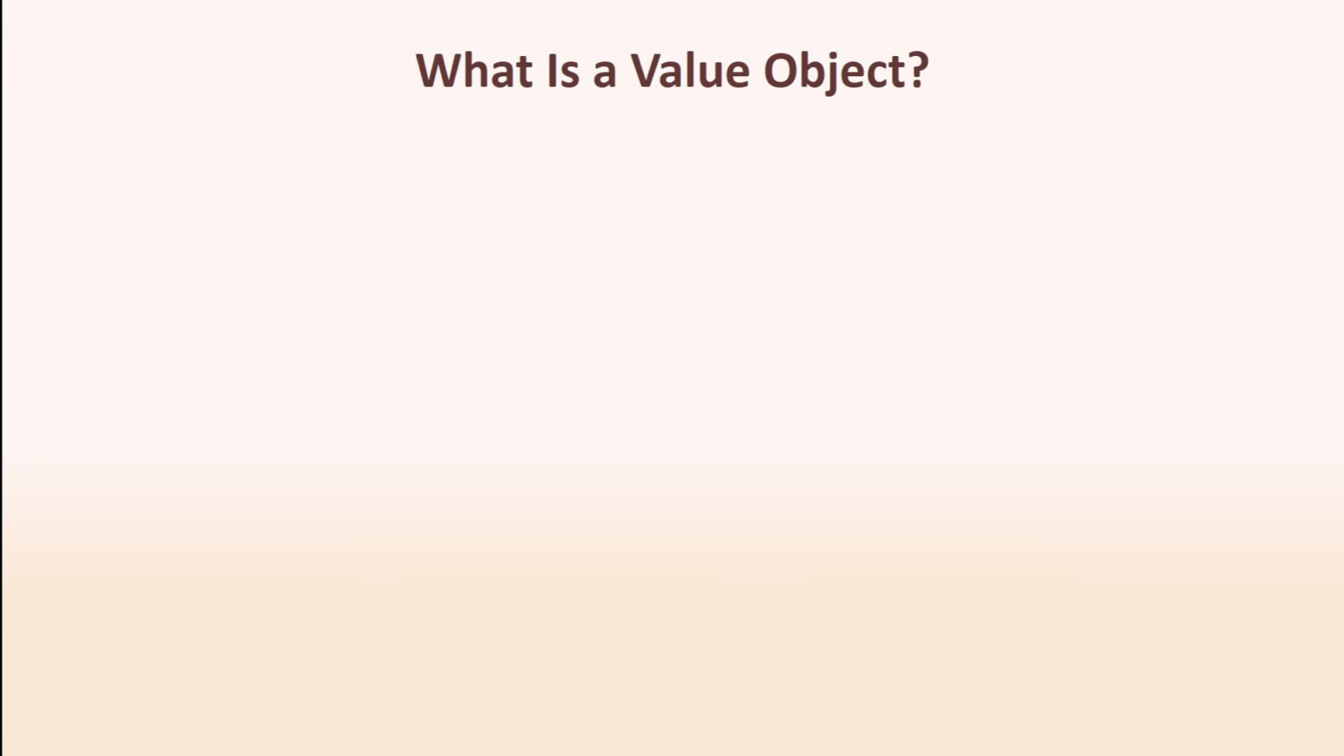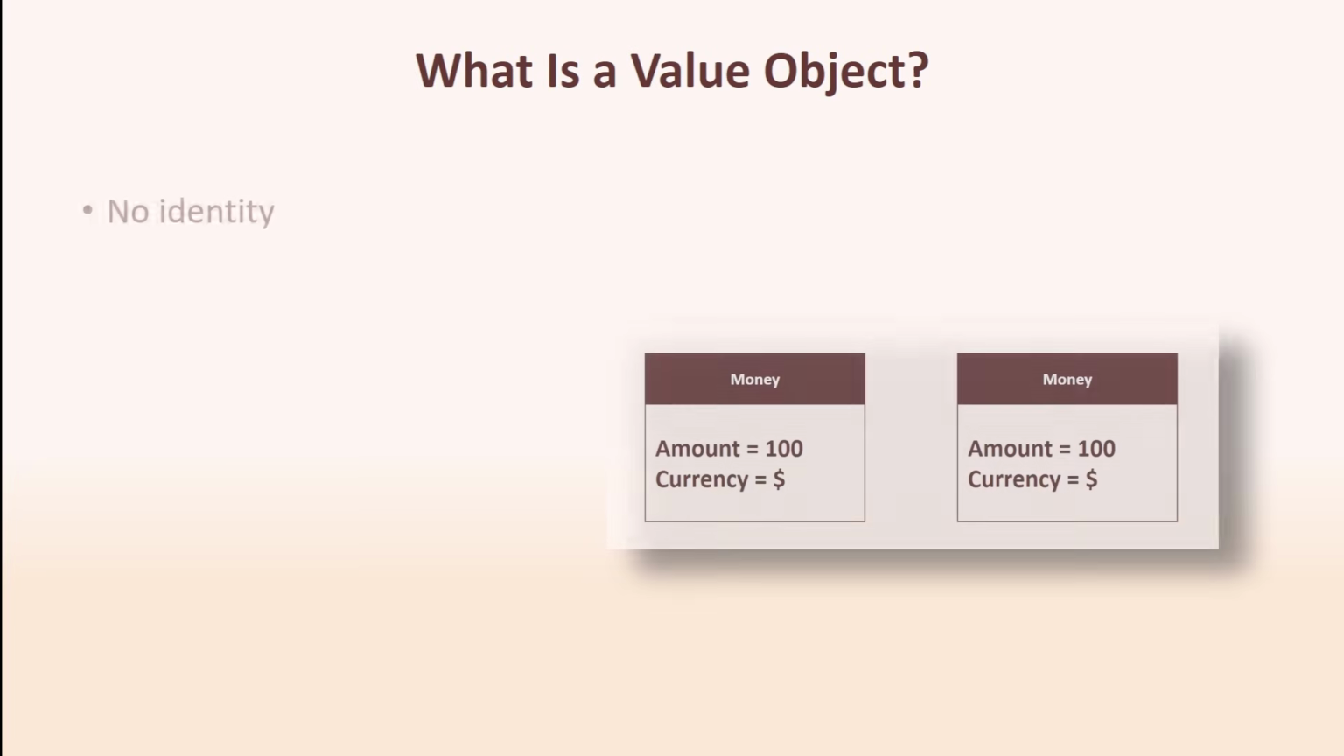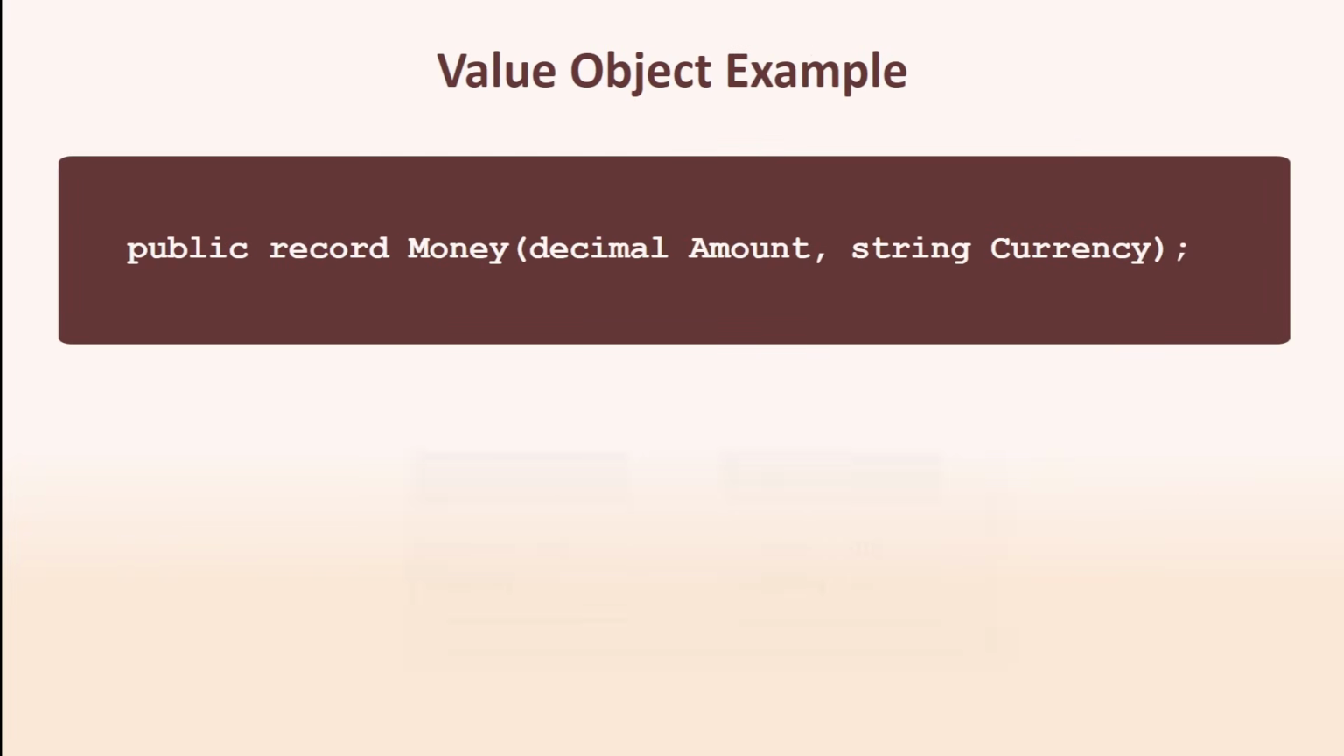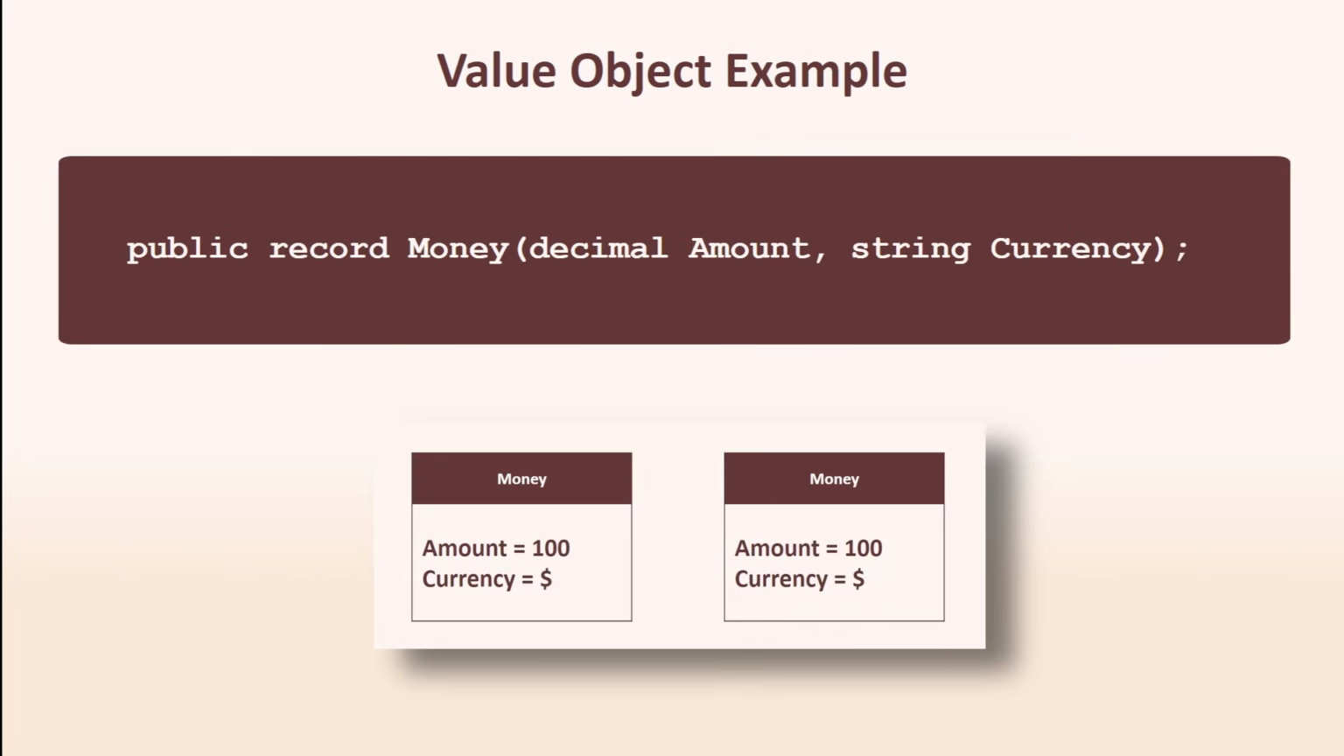In domain-driven design, a value object is different from an entity because it doesn't have a unique identity. Instead, it is defined by its values. Often, value objects are immutable, which means once they are created, they don't change. Examples of value objects are things like money or an address. If you have two money objects with the same amount and currency, they are considered equal. We use value objects to model concepts in our business that don't need their own identity, but are still important.